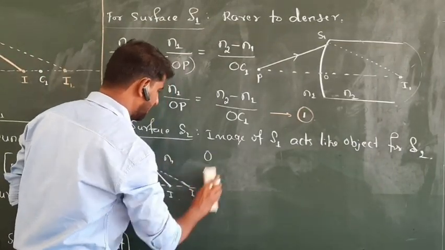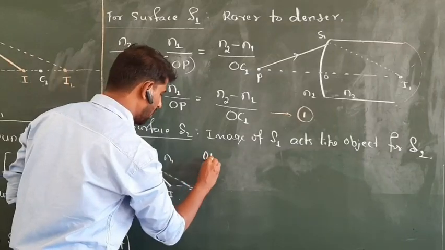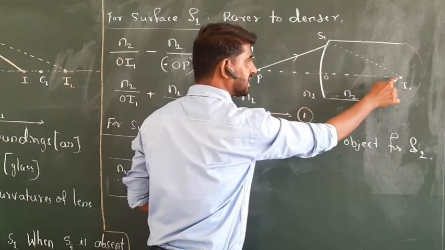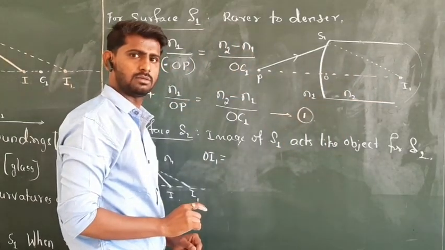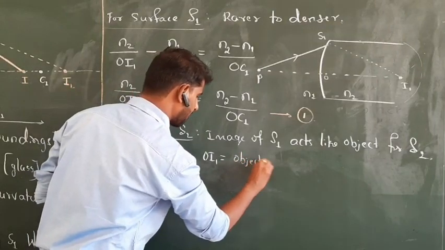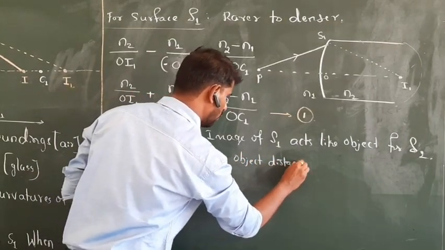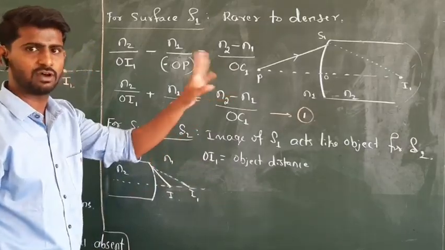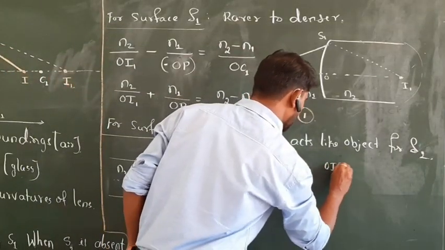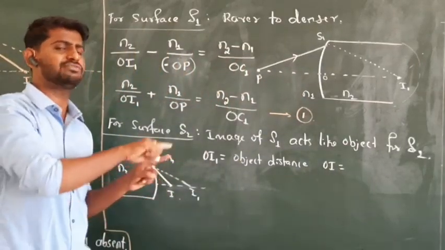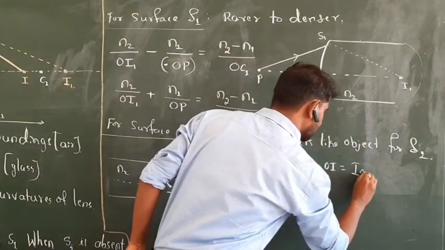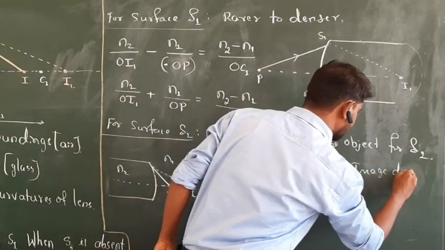So which is the image now? OI1. So the actual image is from the first surface again, but for the second surface it is actually the object distance. Object distance is OI1, because I1 is the object for the second surface. Is it clear? Then what is the OI? I is the final image. From O to I is the image distance.